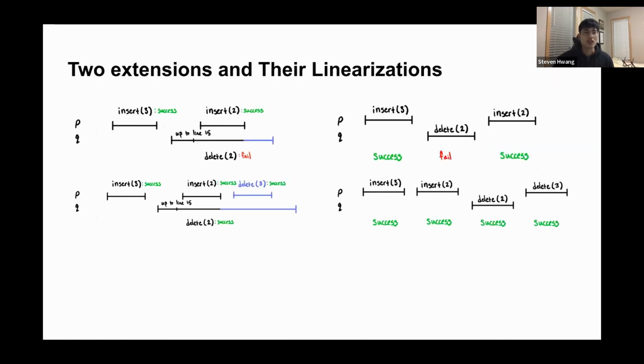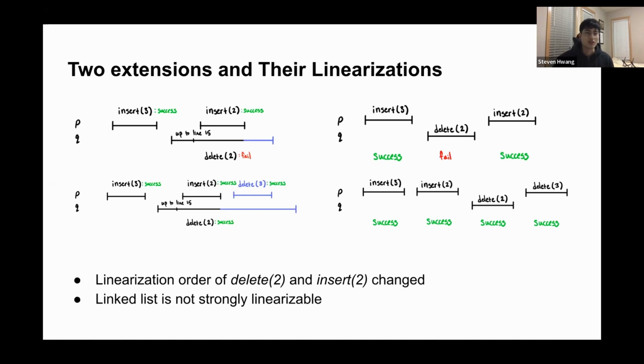So we see on the left the two executions that we considered, and on the right, their linearizations. One thing to note is that the delete of 2 must be ordered before the insert of 2 in the first extension, because the delete of 2 fails. And in the second extension, in the second linearization, the delete of 2 is ordered after the insert of 2, because the delete of 2 succeeds. So the linearization order of the past has changed, and this linked list is not strongly linearizable.